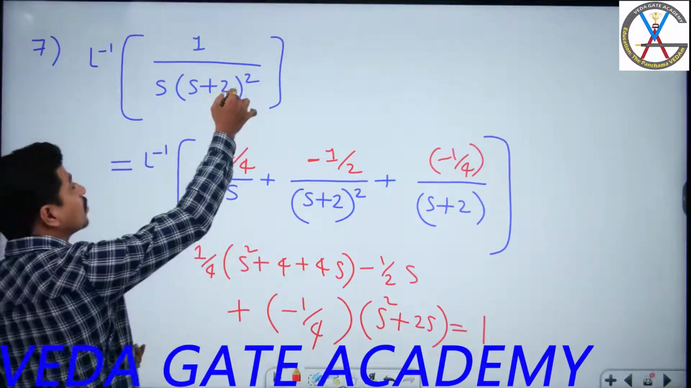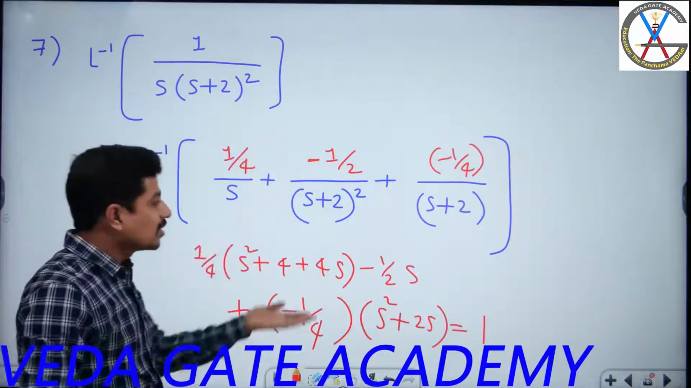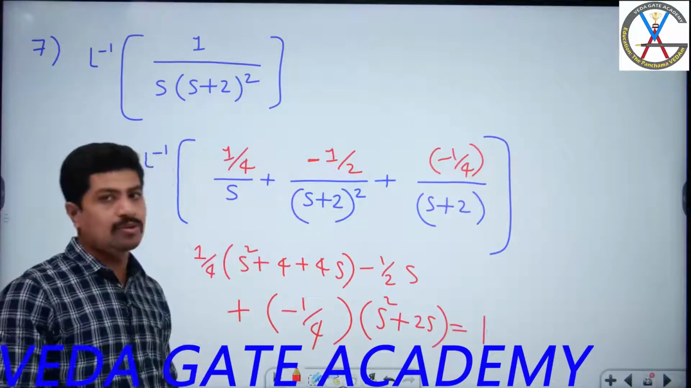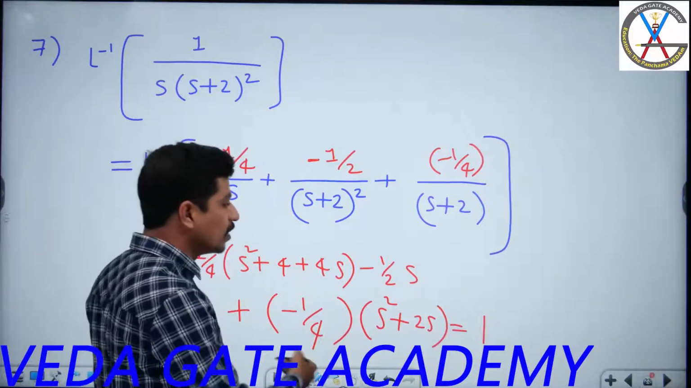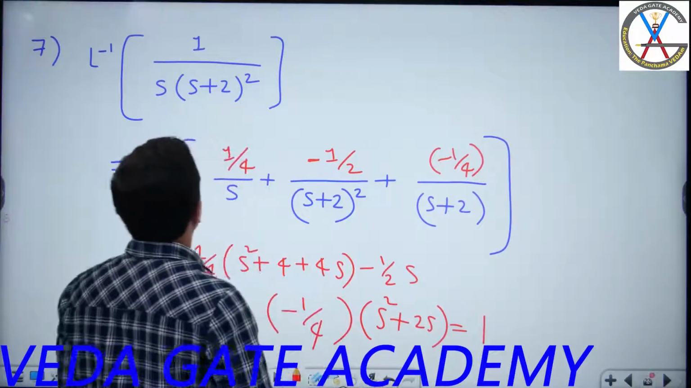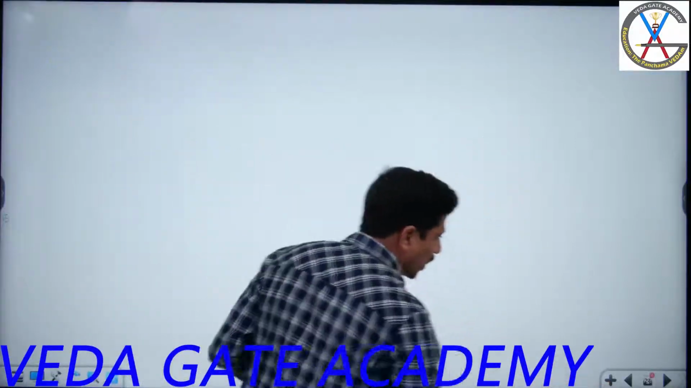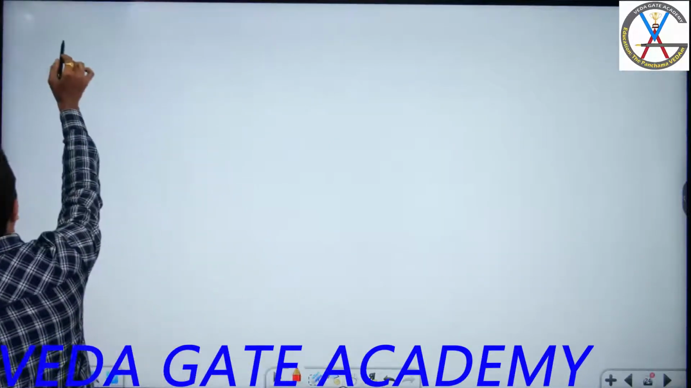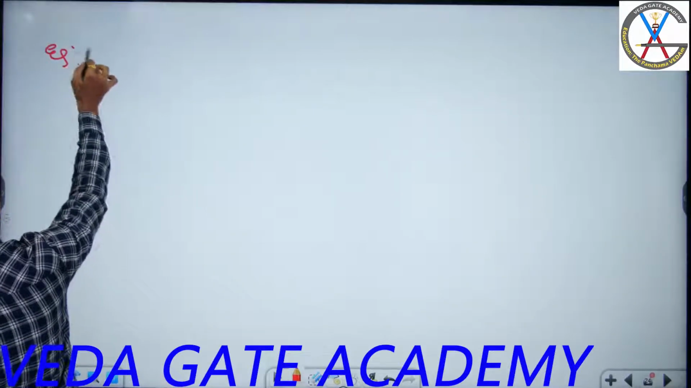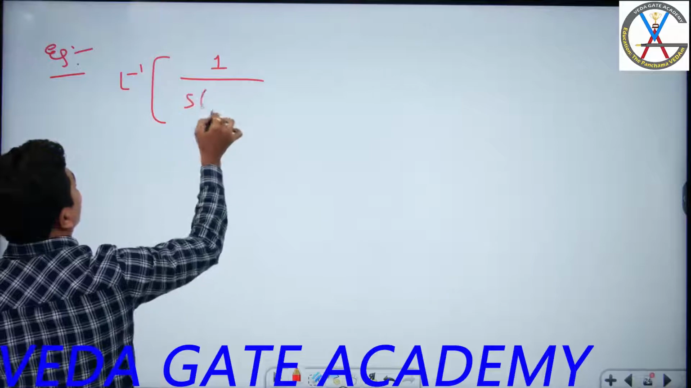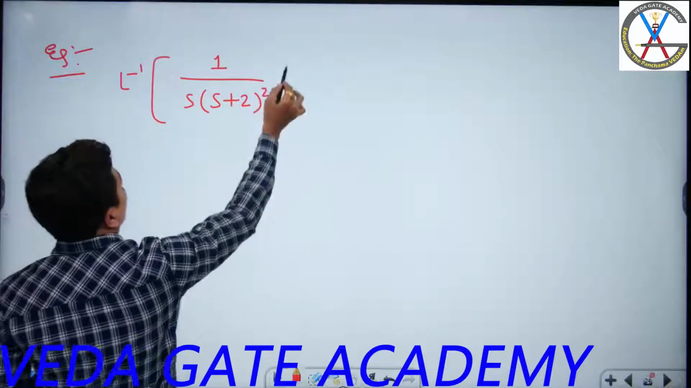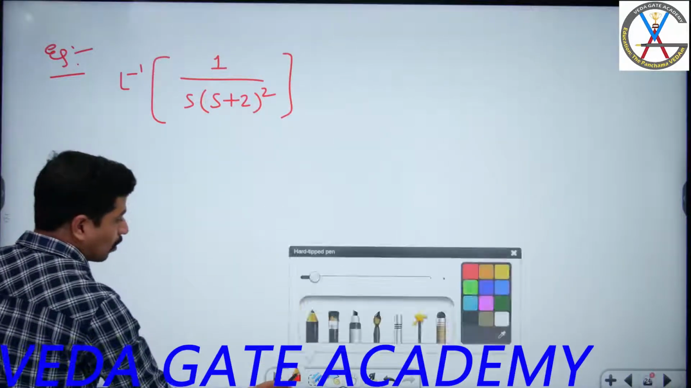Suppose we have s plus 2 whole cube, we can find it too. Not only this way, we have another way also to find this one. What is that other way? We will see. The problem is 1 by s into s plus 2 whole square. The same problem we'll do in another way, that is L inverse of 1 by s into s plus 2 whole square.